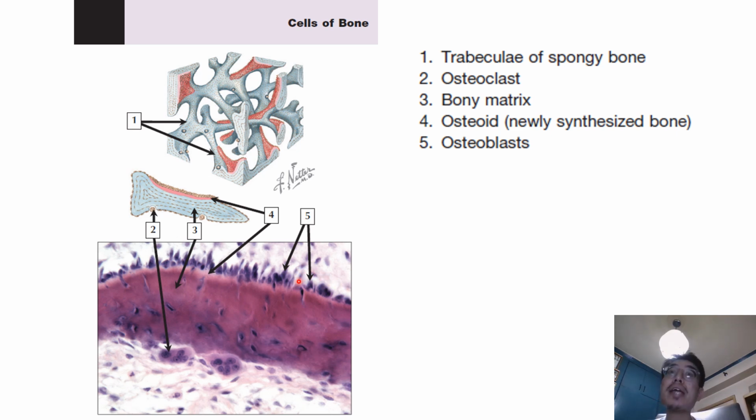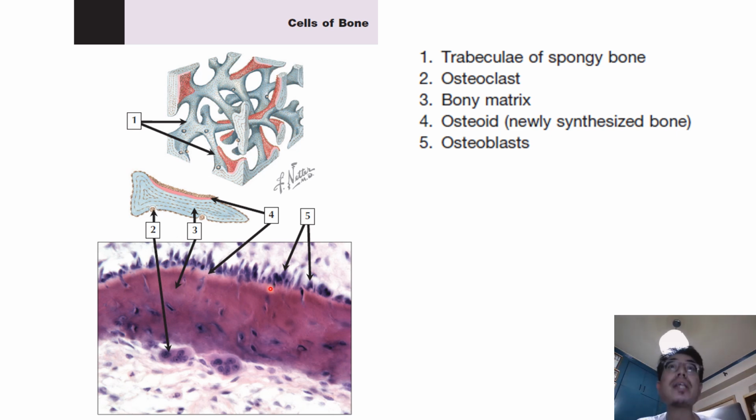They are polarized cells that synthesize and secrete unmineralized osteoid. Osteoid is the newly synthesized bone, which is labeled here as number 4. They have a pinkish reddish hue. Later on, the osteoid becomes mineralized. Its main components include type 1 collagen and the glycoproteins osteocalcin and osteopontin.